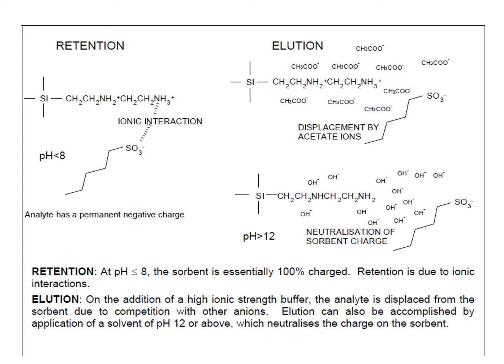In this case the elution happens by the addition of a high ionic strength buffer. When we add the high ionic strength buffer, the analyte will be displaced from the sorbent due to competition with other anions. The elution can also be accomplished by the application of a solvent of pH 12 or above, which neutralizes the charge of the sorbent. So this is how it will happen, and it becomes neutral. So, neutralization of the sorbent charge. You may refer to this figure for further understanding.